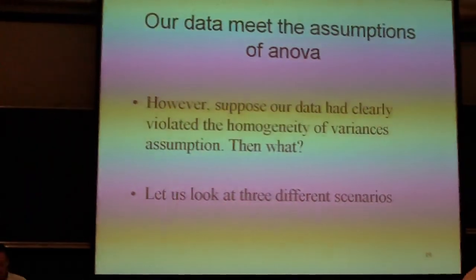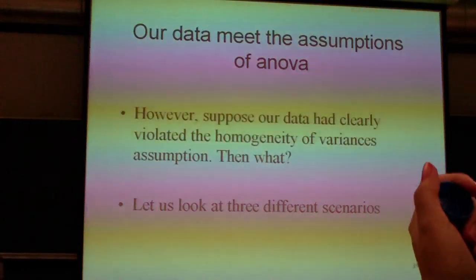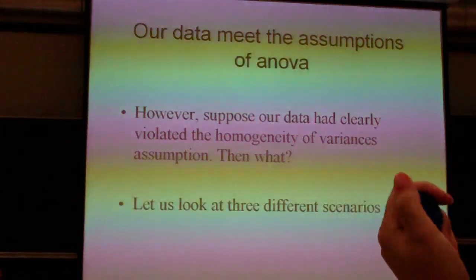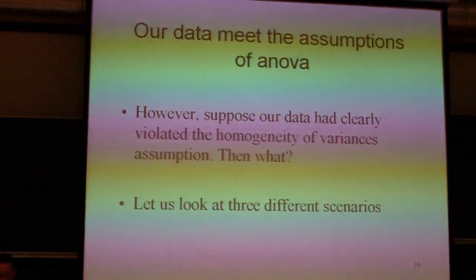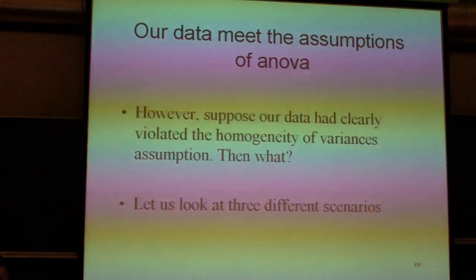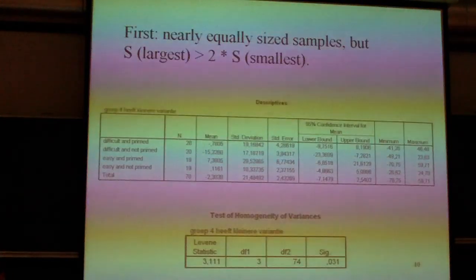Third, normality and homogeneity of variance. It was not a problem to continue with our analysis of variance. However, suppose that our data had clearly violated the homogeneity of variance assumption, then what? Now let's have a look at three different scenarios.